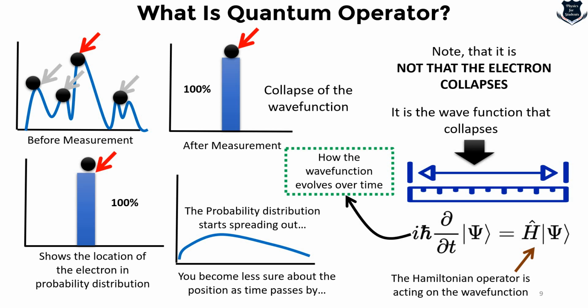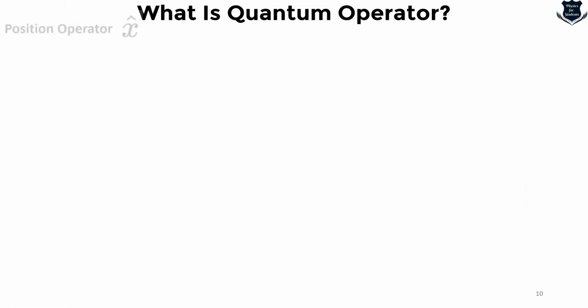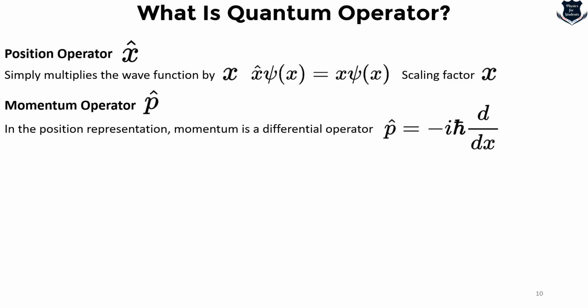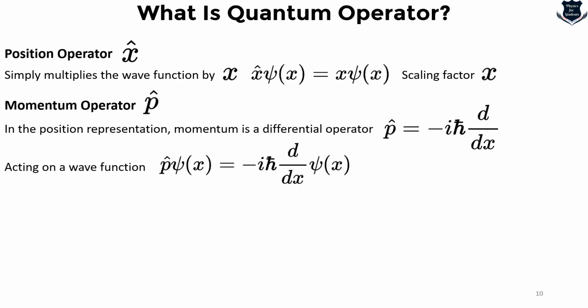Now, another important thing is that there are certain operators apart from the position operator that are also worth mentioning. The first one is the position operator, which we have already seen, and it carries a nice hat on top. What it does is simply multiply the wave function by x. So we get x-hat psi of x equals x psi of x. This means that it is just a scaling factor of x. Another operator is called the momentum operator. In the position representation, the momentum operator is just a differential operator, and it looks like this. Acting on a wave function, it yields this.